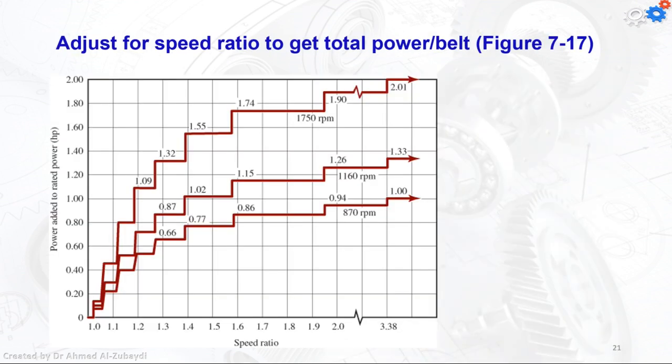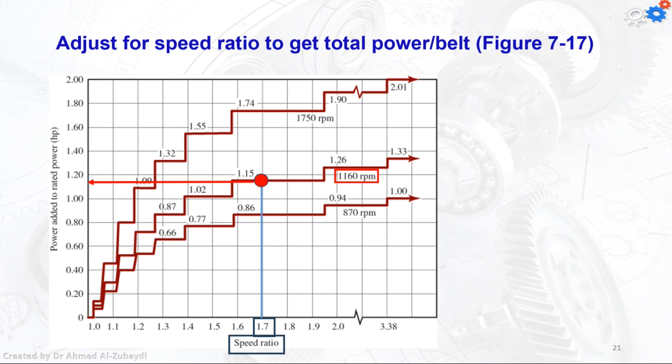Now we are going to adjust the speed ratio to get the total power or the number of belts. So take a look at this diagram. Once again, this is the 1160. We know the speed ratio of 1.7 or 1.72. We make the intersection between them. That will be the point. Then I can find what will be the power added to the rated power. So we are in the range of 1.18.